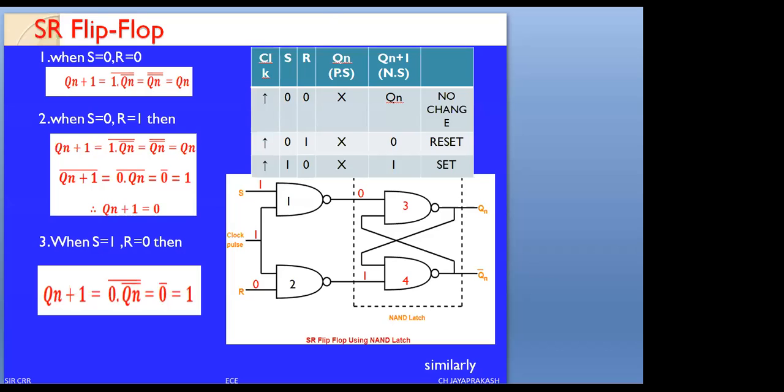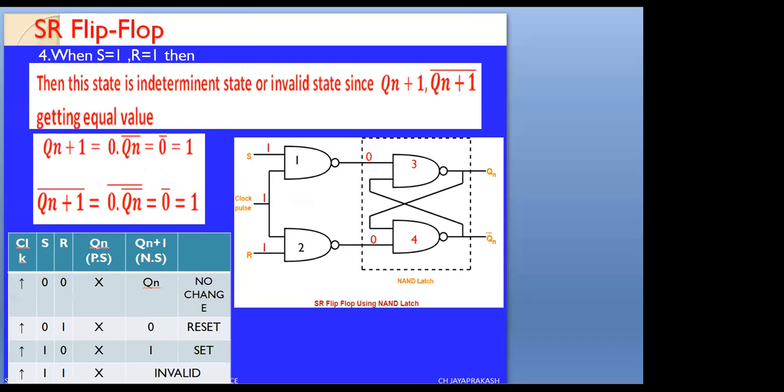And the last condition: when S equals 1 and R equals 1, this state is the indeterminate state or invalid state of the SR flip-flop. In the SR flip-flop using NAND gates, when S equals 1 and R equals 1, this is called the indeterminate state, since both Q of n plus 1 and Q of n plus 1 bar are trying to get an equal value.